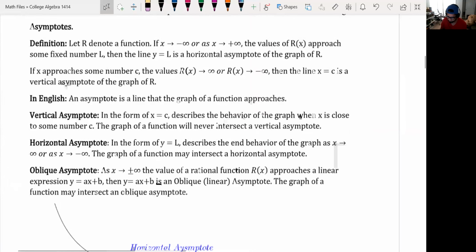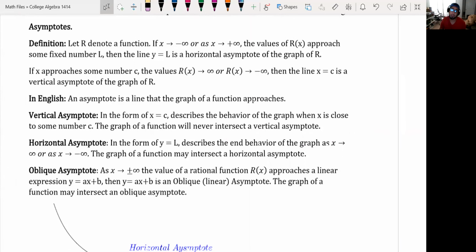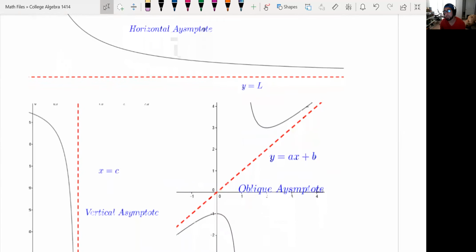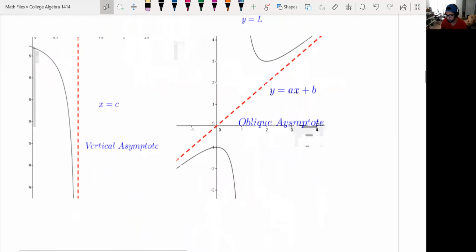And then in oblique asymptote, as x approaches positive or negative infinity, the value of a rational function r of x approaches a linear expression, y equals, that should be mx plus b, but whatever, ax plus b. Then y equals ax plus b is an oblique linear asymptote. The graph of a function may intersect an oblique asymptote. There's a nice picture down there for your oblique asymptote.